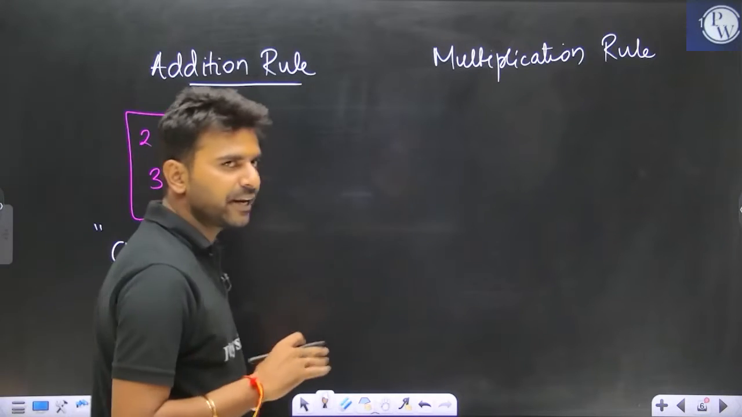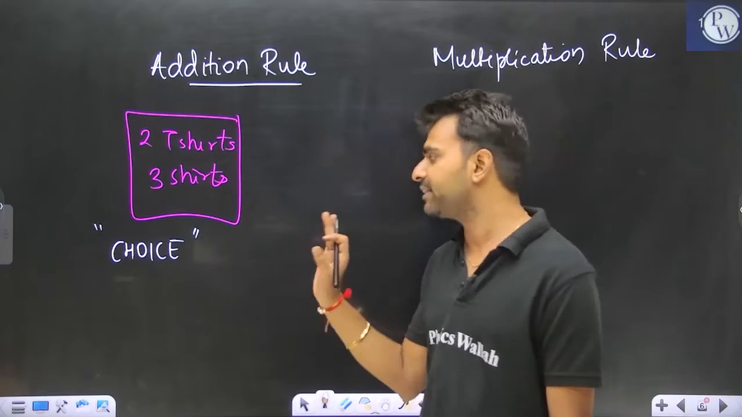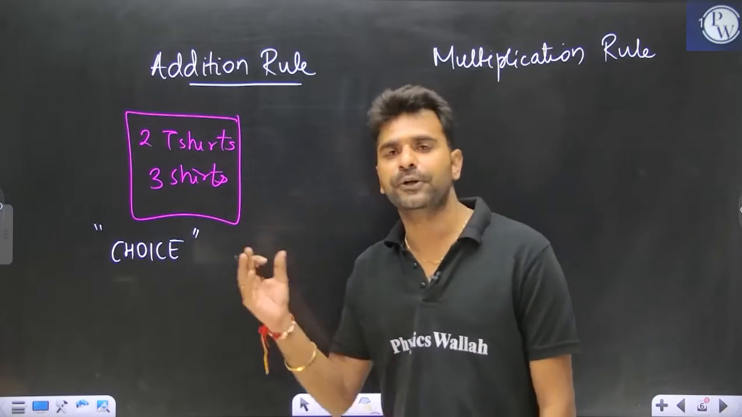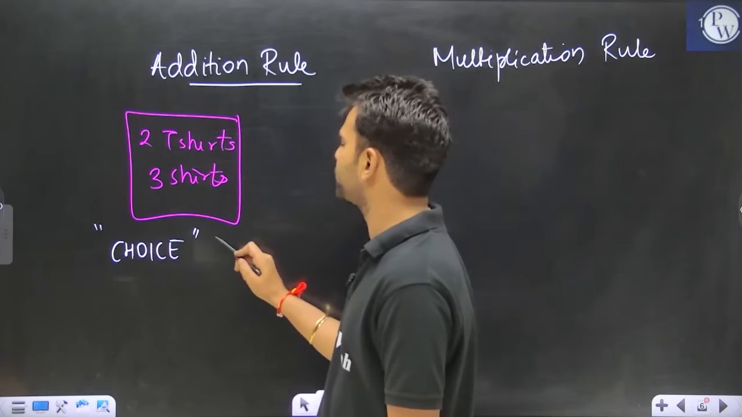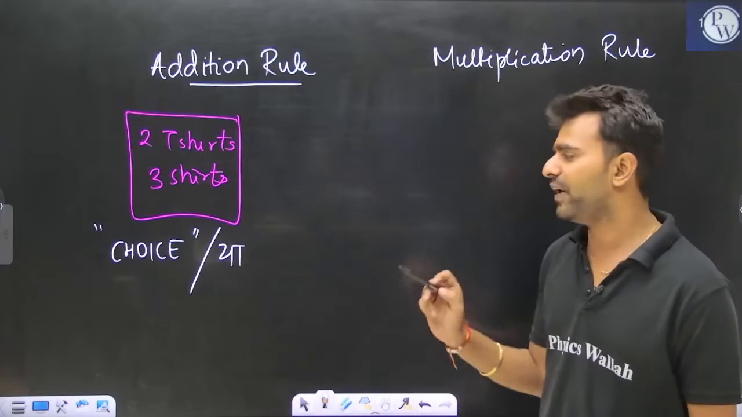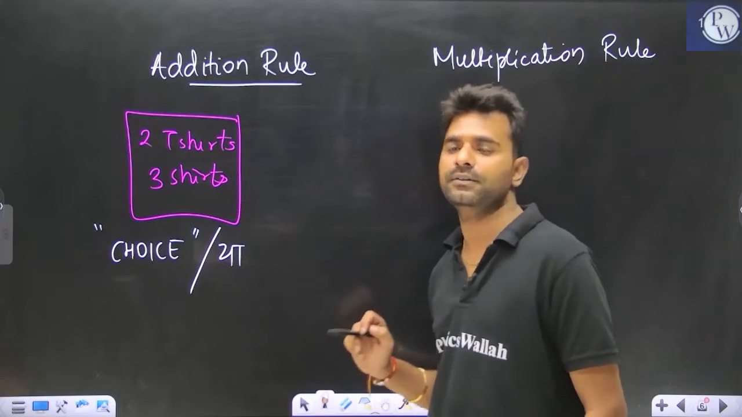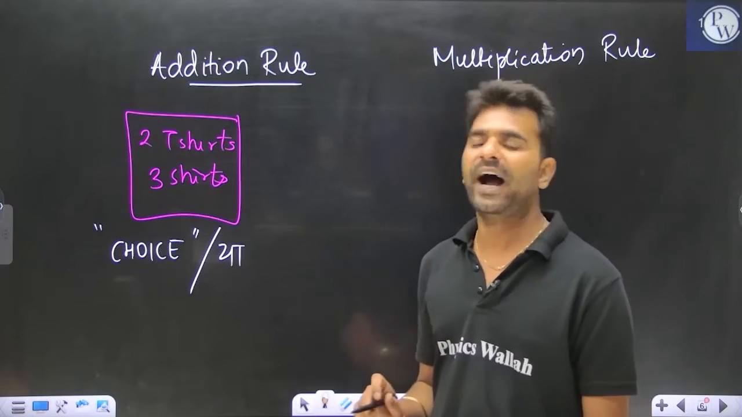If you are wearing a t-shirt, that is also fine. If you are wearing a shirt, that is also fine. So that is a choice. If you want to wear a shirt, you can wear a shirt. If you want to wear a t-shirt, you can wear a t-shirt. So there is a sense of choice, or in Hindi we can use the word "ya". "Ya" means we have a choice. So whenever this kind of a choice is there, we do add the things.